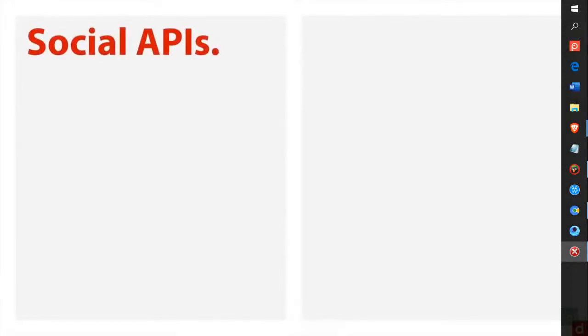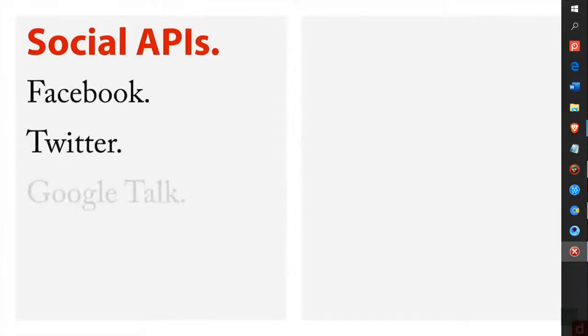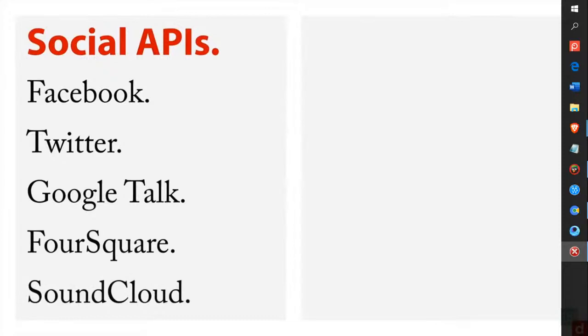Now, there are a few kinds of APIs that are really common. The first is what are called social APIs. These are ways of interfacing with social networks. So, for instance, the most common is Facebook. There's also Twitter. Google Talk has been a big one, and Foursquare as well, and then SoundCloud.